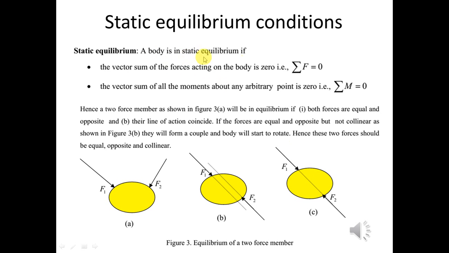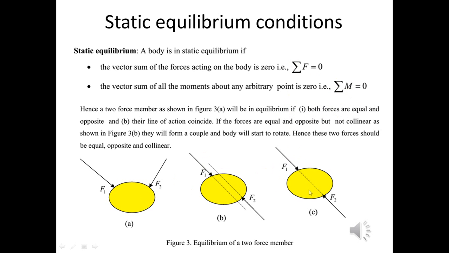A body is in static equilibrium if sigma F is equal to 0, that is, the vector sum of the forces acting on the body is 0, that is F1 plus F2 is equal to 0. And not only that, even the vector sum of all the moments about any arbitrary point is also 0, that is, sigma F and sigma M must be equal to 0. Both forces are equal and opposite.